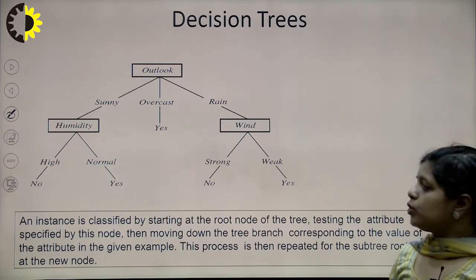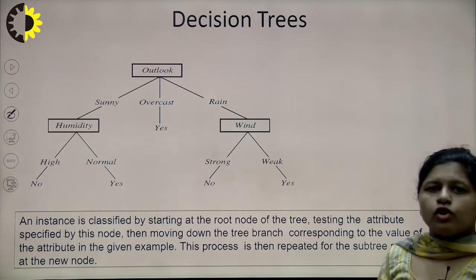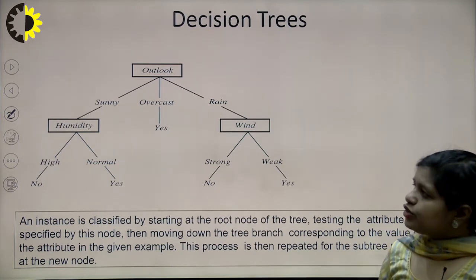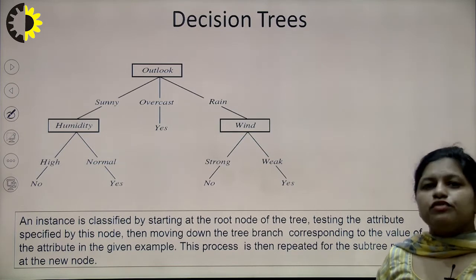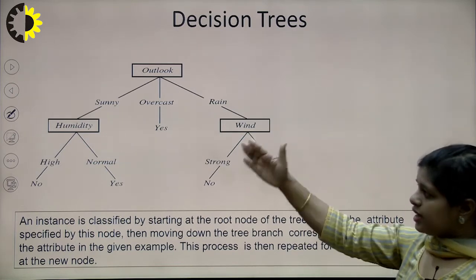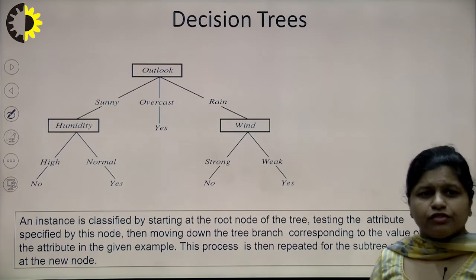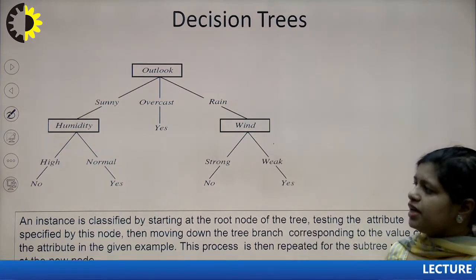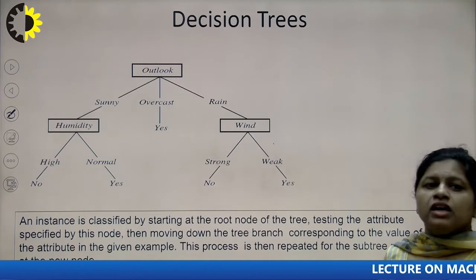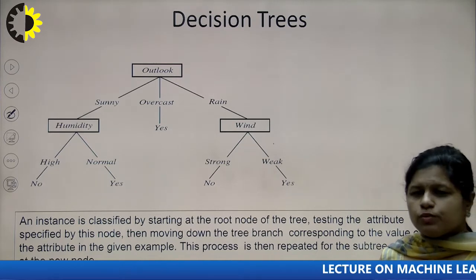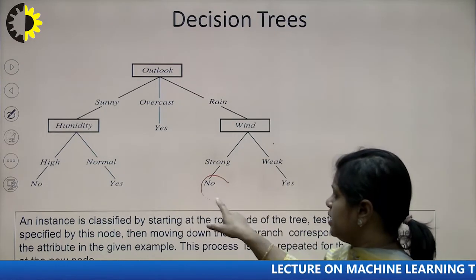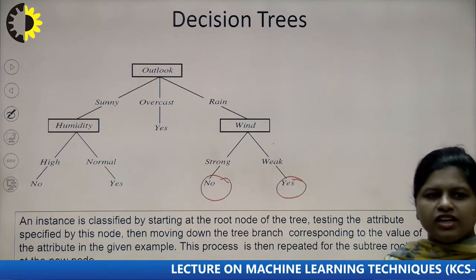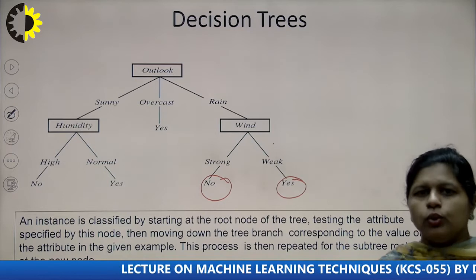This particular outlook attribute can take 3 values: sunny, overcast and rain. The second attribute is humidity, and one more attribute in this decision tree is the wind. Wind can take 2 values, strong and weak. Humidity can take 2 values, high and normal. It is a binary classification problem: at the leaf node we can have only the yes or no values.